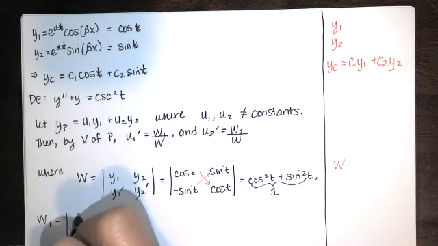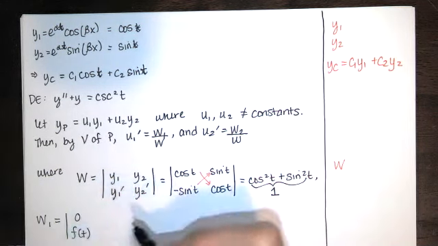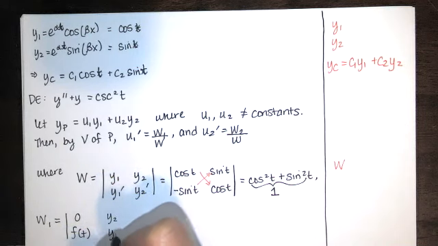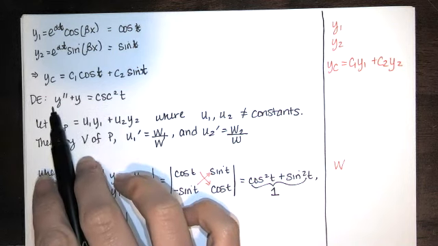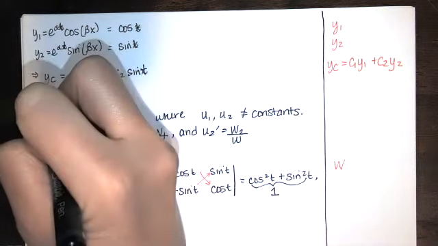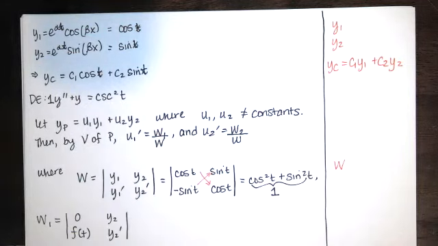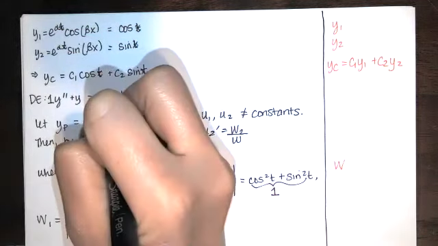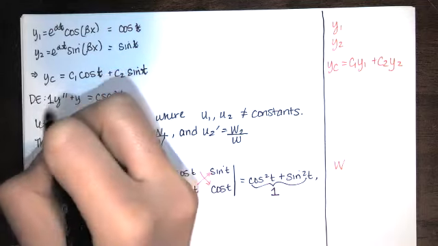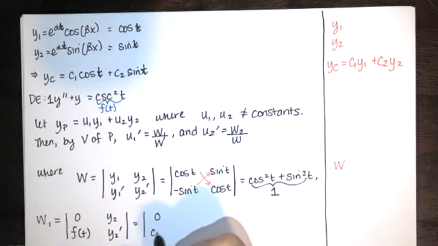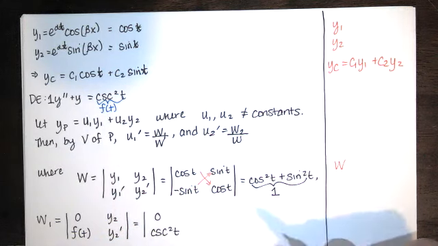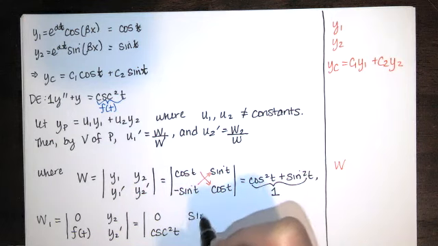w1 comes from replacing the first column with 0 and f of t. Now, f of t has to be the right-hand side of this differential equation when the leading coefficient is 1. This time, the leading coefficient is already 1, so f of t is the cosecant squared of t. But if there wasn't a 1 there, we'd have to divide by that function. So I have 0 and cosecant squared t, and we leave the second column alone.